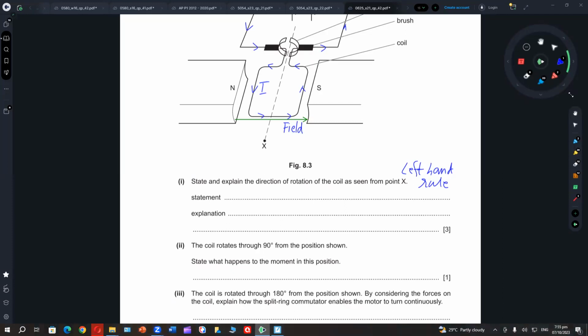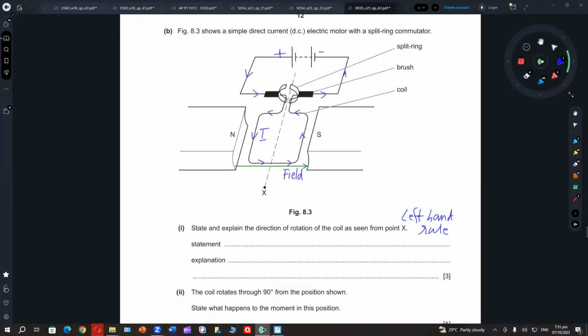Did I study this topic? Yes, you have studied DC motor with me. You have studied loudspeaker with me. Remember that motor effect, split ring commutator, and so many animations there.